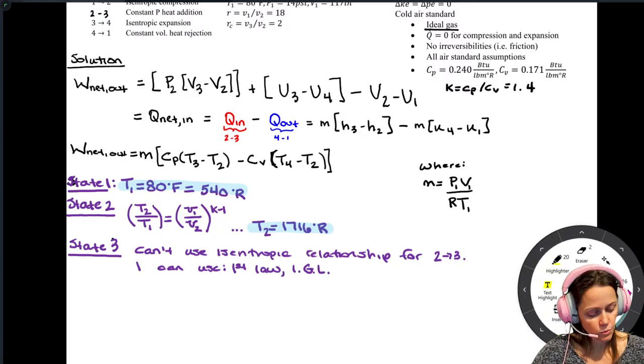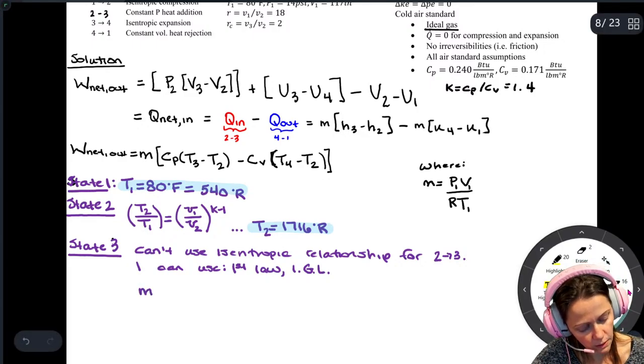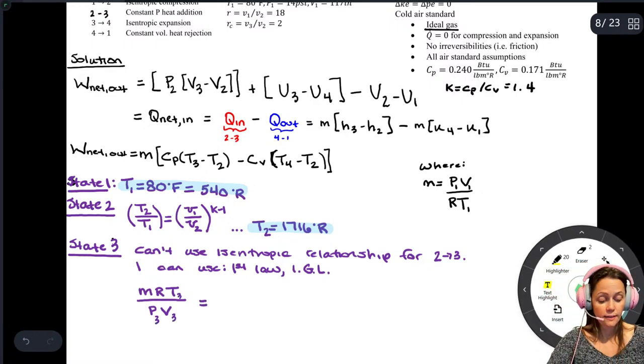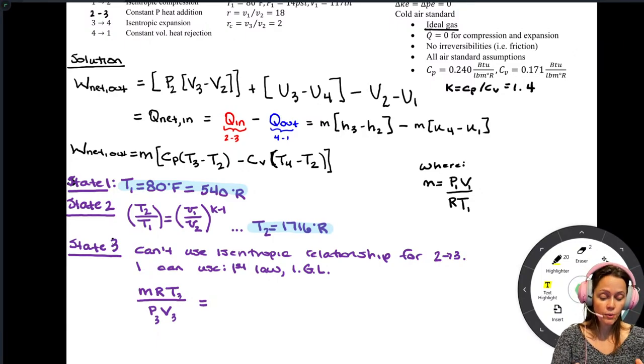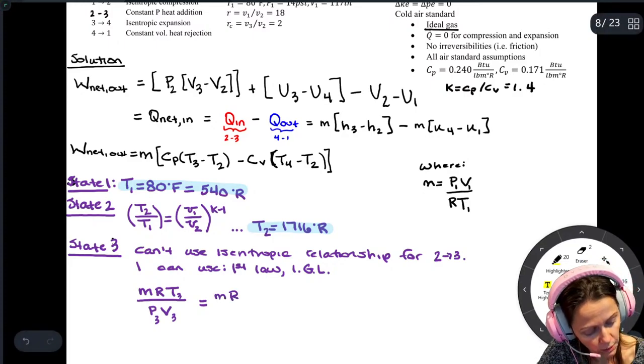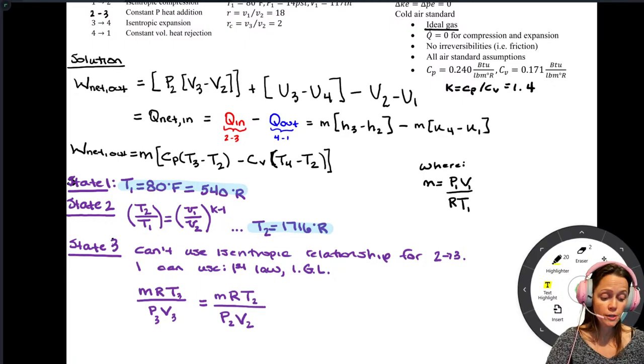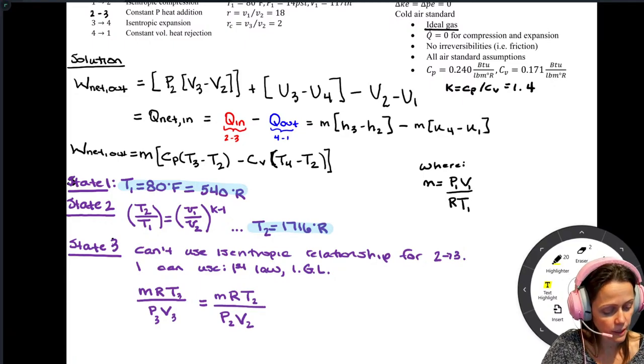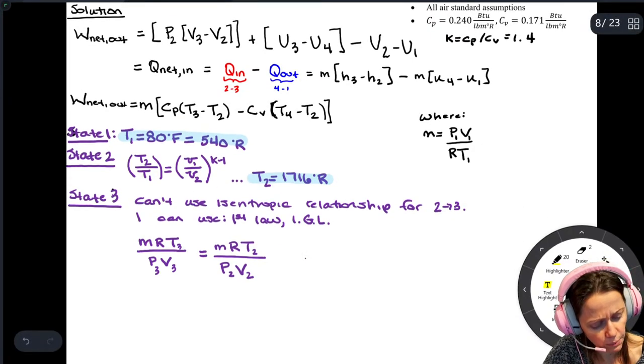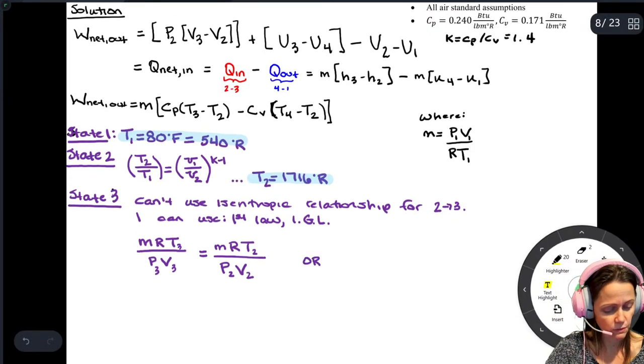I need T3. So I'm going to write this as MRT over PV, and this is all at state 3. And that's equal to 1 if it's an ideal gas, which means that it's also equal to 1 if I look at state 2. So MRT2 over P2V2. And there are some of these things that are going to go away, right? And in fact, I could, and I probably should have, put it in terms of specific volumes.